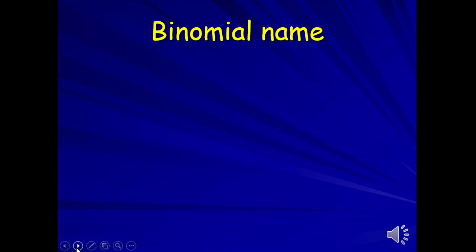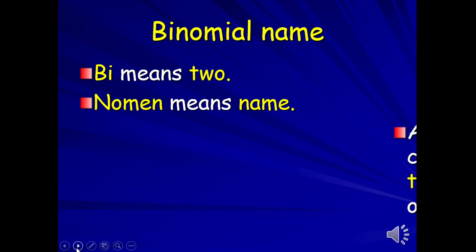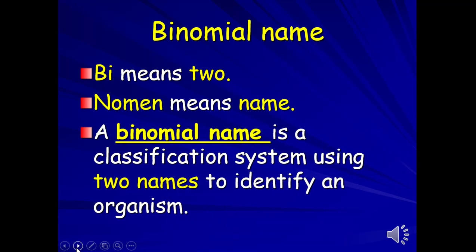Binomial name. Bi means two. Nomen means name, and it is a Latin name. A binomial name is a classification system using two names to identify an organism.